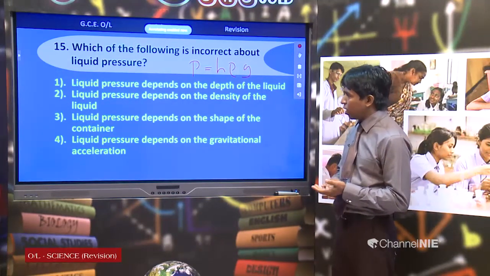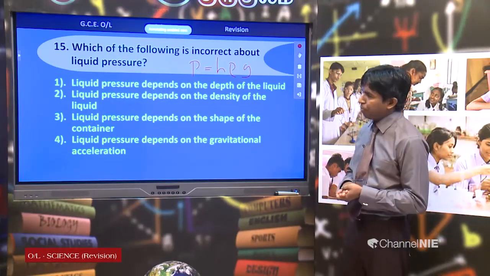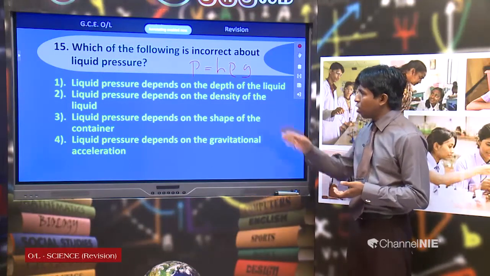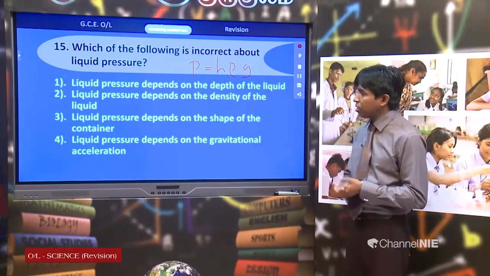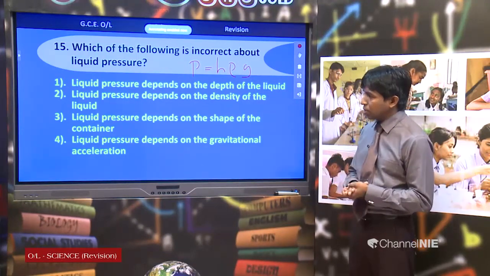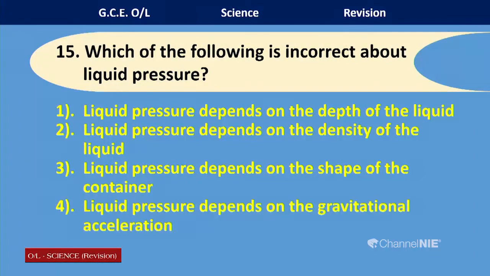So, if you remember this equation, you can easily decide what are the factors affecting the liquid pressure. Vertical height of the liquid, that means A is correct, depends on the depth of the liquid. B, liquid pressure depends on the density of the liquid. Yes, rho is density. When the density increases, liquid pressure increases. When the depth of the liquid increases, the pressure increases.